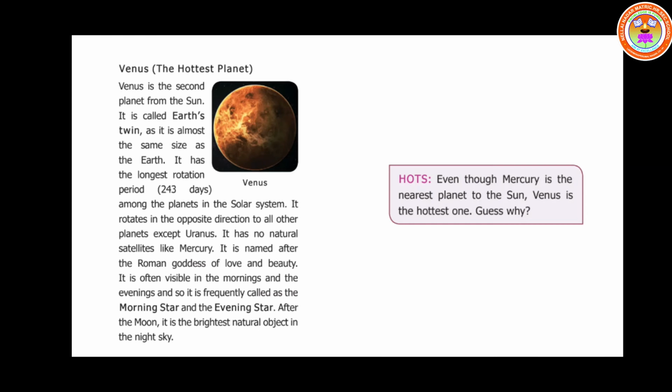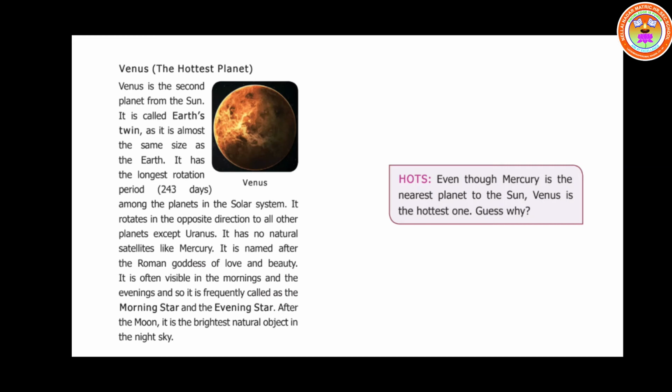Now, let us see one question. Even though Mercury is the nearest planet to the sun, Venus is the hottest one. Guess why? The reason is Venus is so hot because it is surrounded by a very thick atmosphere which is about 100 times more massive than our atmosphere on Earth. As sunlight passes through the atmosphere, it heats up the surface of Venus.